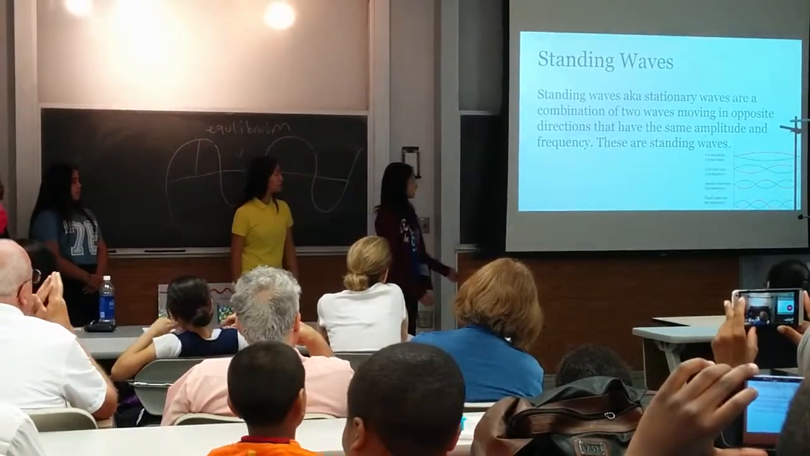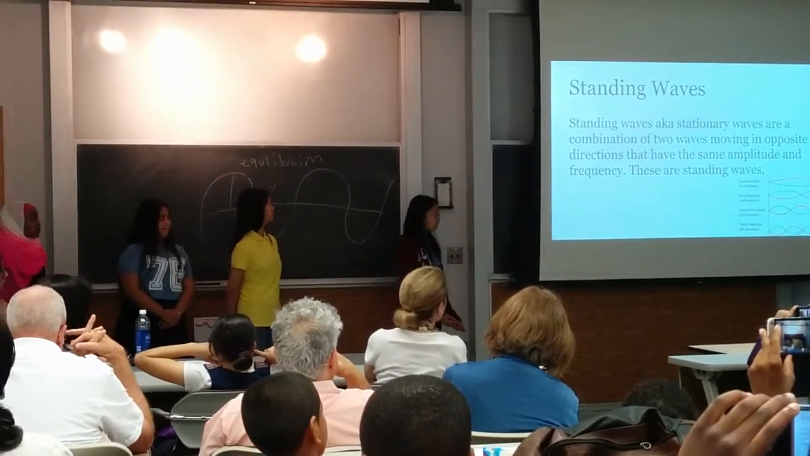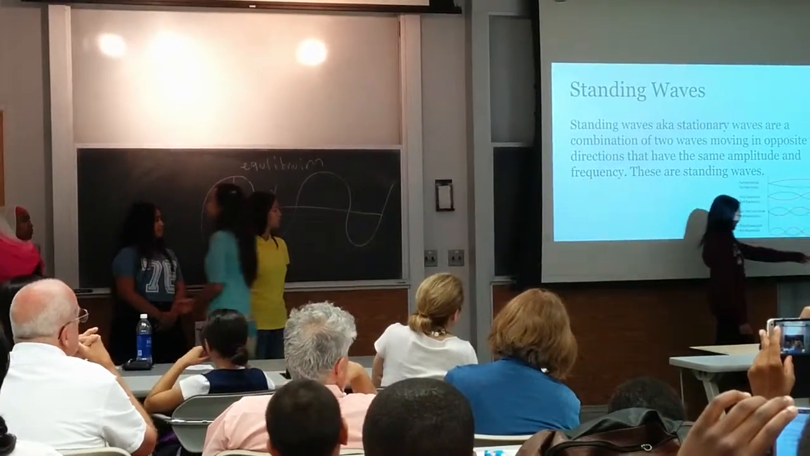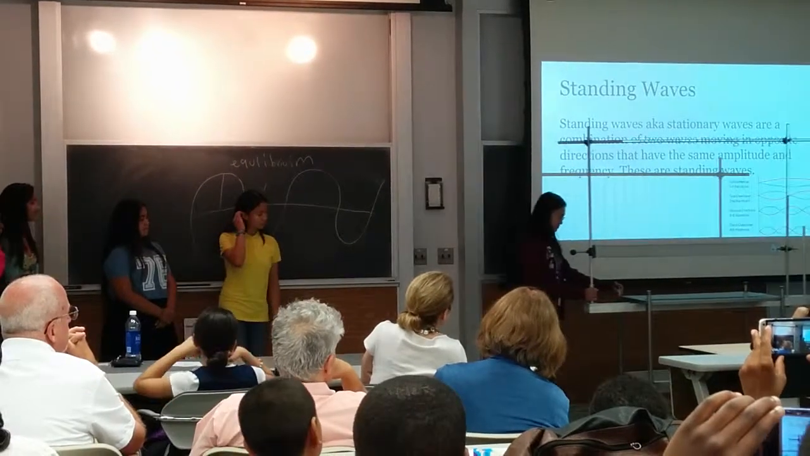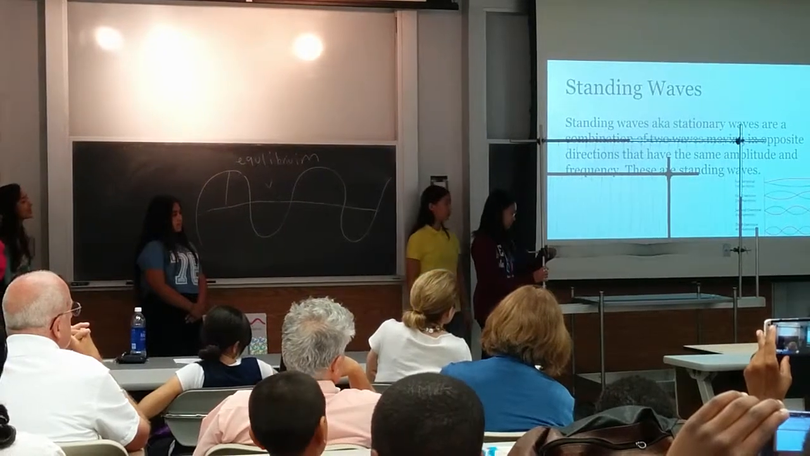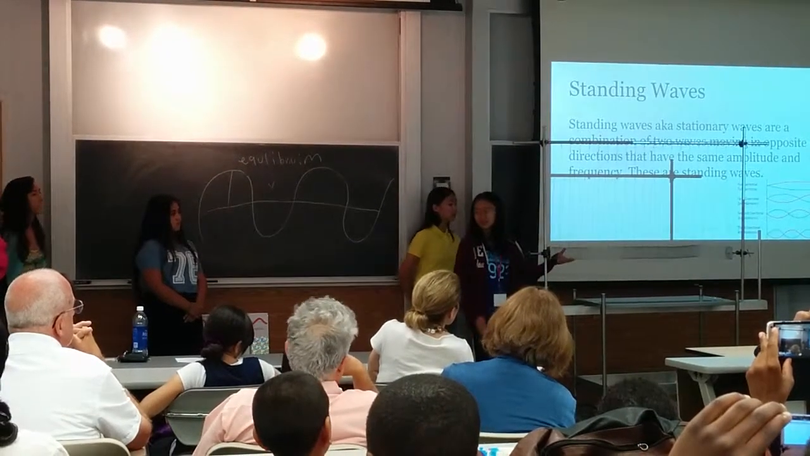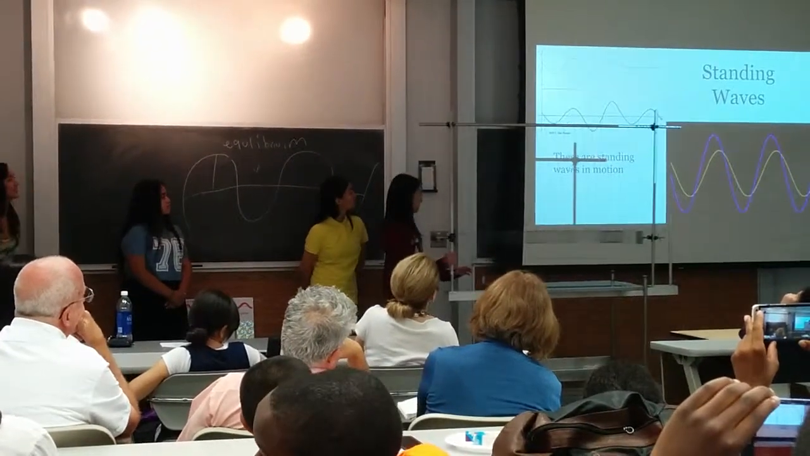Standing waves, also known as stationary waves, are a combination of 2 waves moving in opposite directions, but they have the same frequency and amplitude. This is the standing wave. If I move this way, it creates standing waves. These are standing waves.